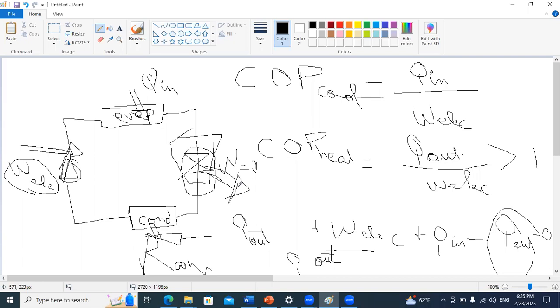The work or the heat supplied to the evaporator. Yes, exactly. The heat in the evaporator.